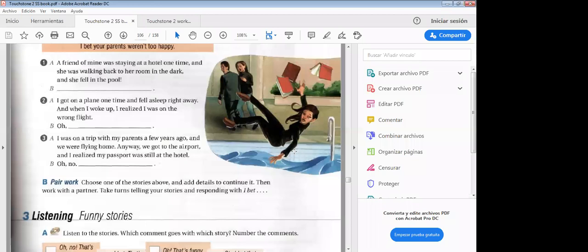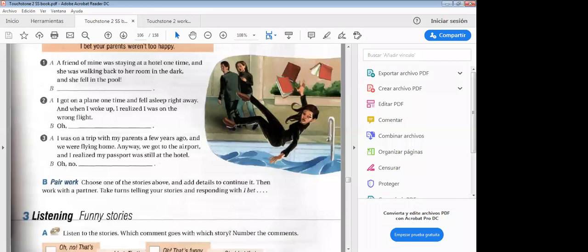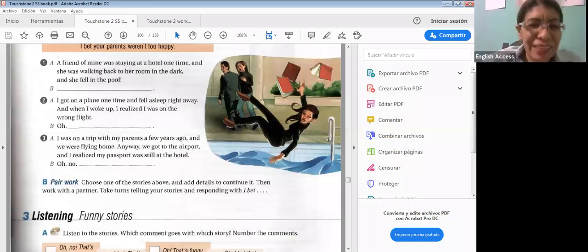Yes. So try to remember something that happened to you in the past, something funny or something embarrassing, okay? And then you're going to practice with a partner. You can do it in three or four minutes, I guess. Okay, so let's do it, please. Okay.